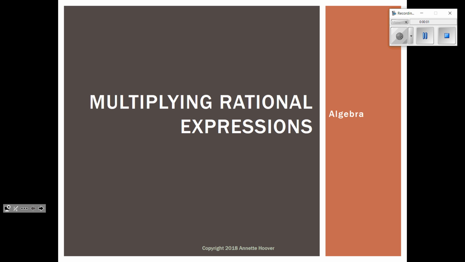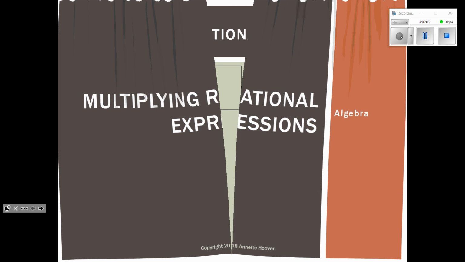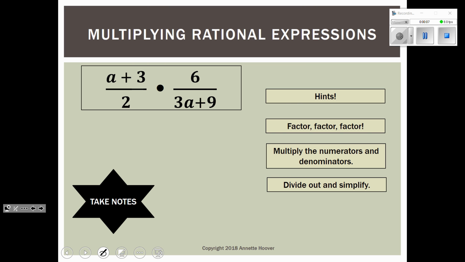Today we will be looking at multiplying rational expressions. So here's an example of what one looks like. And you notice over to the right side we have some hints. Factor, factor, factor. We are going to be multiplying. There's basically two different ways you could do this.